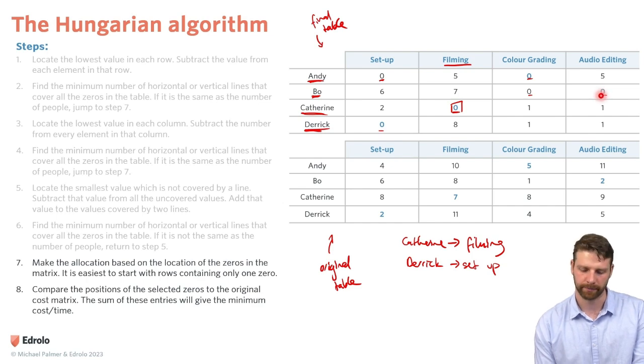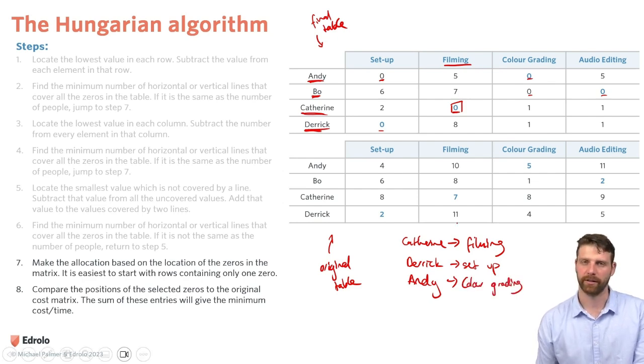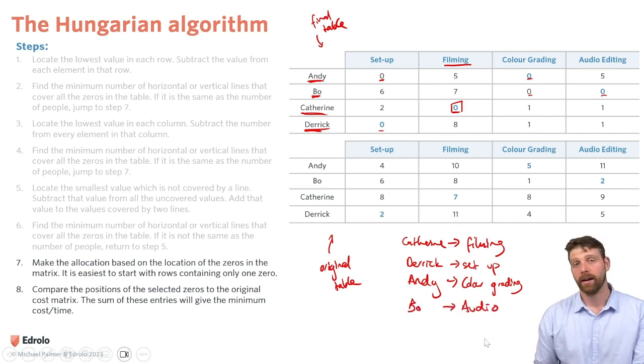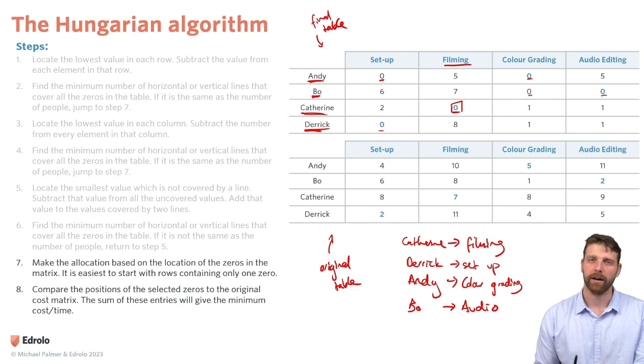So let's write that down now. Okay, so we said that Andy would do the color grading, and that means that Bo has to do the audio editing. Okay, we've done the allocation now, which is mostly what we want to do. However, I said that we need to look at the original table. We haven't done that yet. So if we look at, we're going to circle these allocations we've made on the zeros.